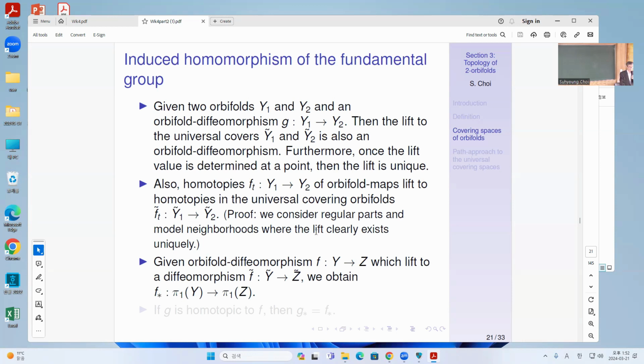So once you lift one of them, the lift will be determined, just as in the covering space theory. Basically, we just consider the regular parts and the model neighborhoods, where the lifts clearly exist and are unique. So the uniqueness can be proven this way, and the lift is also not that difficult to prove. Once we have an orbifold diffeomorphism, we have a diffeomorphism of the universal cover. Therefore, we can obtain a map from the deck transformation group to the deck transformation group. So that's a homomorphism. And if f and g are homotopic, then of course this homomorphism will be the same. That's the same proof.